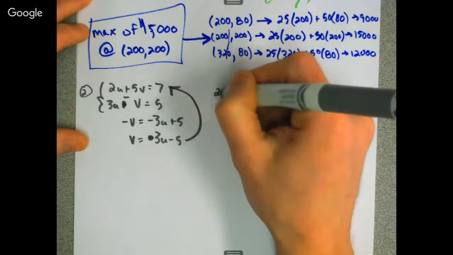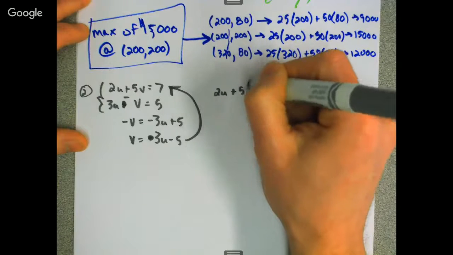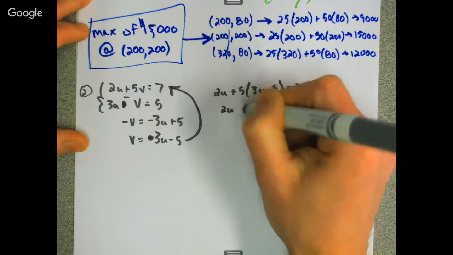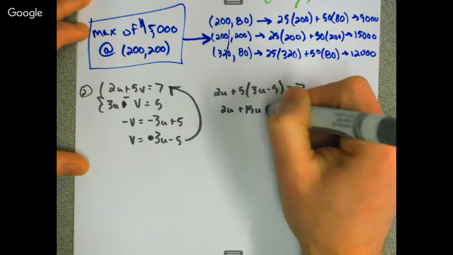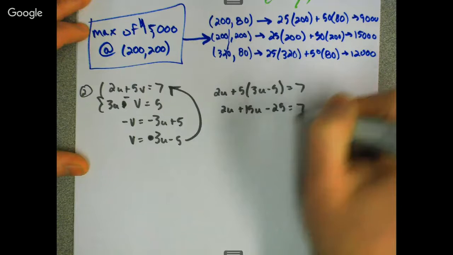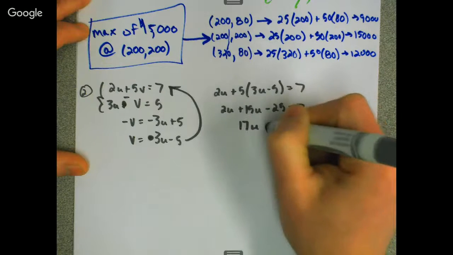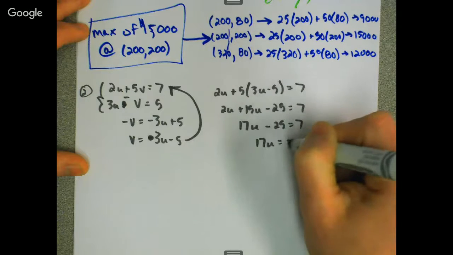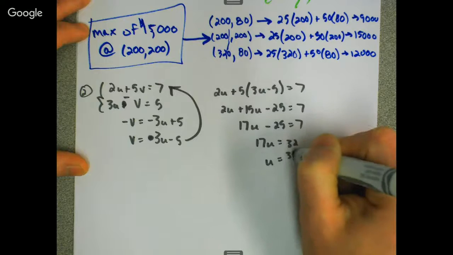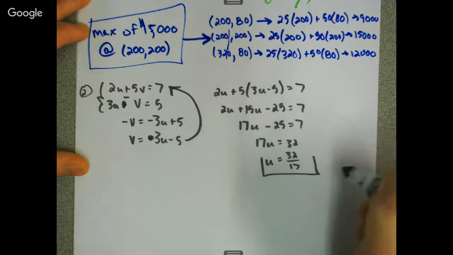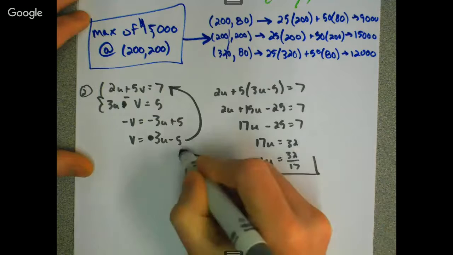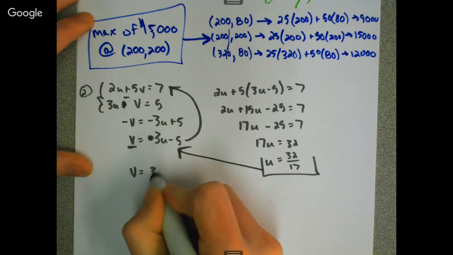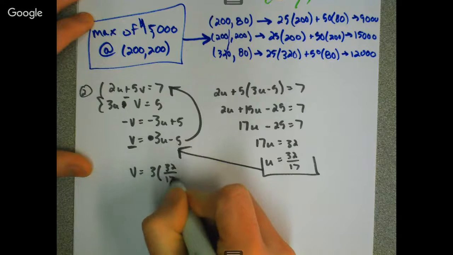So I have 2u plus 5 times (3u minus 5) equals 7. So 2u plus 15u minus 25 equals 7. 17u minus 25 equals 7. 17u equals 32, and u is 32 over 17. Now that I have u, we're going to take that and plug it back in over here so that I can find v. So v is 3 times 32 over 17 minus 5.